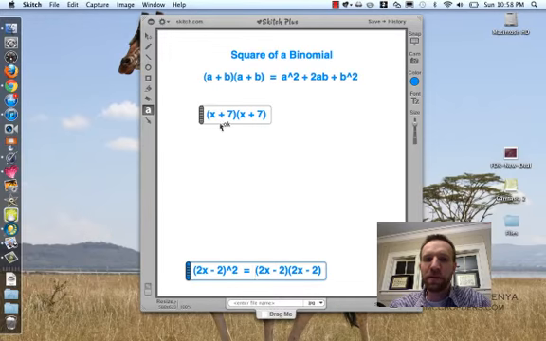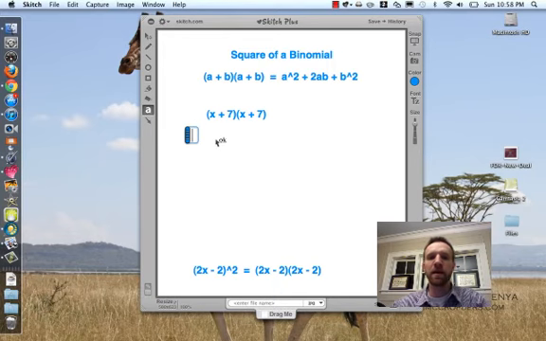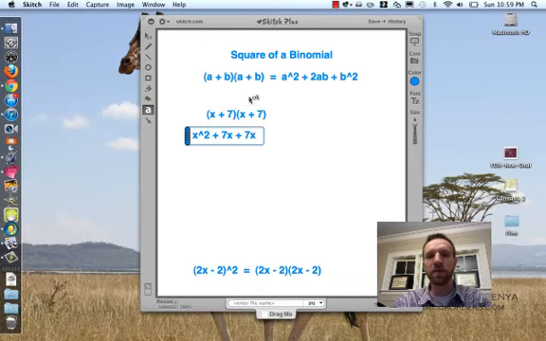Here's an example, x plus 7 times x plus 7. I'm going to multiply this out the long way, and then I'll simplify it, and then we'll try to make some connections to this pattern. So when I multiply this out, again, I'll FOIL it, so we'll do x times x, which is x squared, and x times this 7, so it's plus 7x, and then I'll multiply this 7 by that x, which is another plus 7x, and then we'll do 7 times this 7, which is plus 49. Those are my four terms.